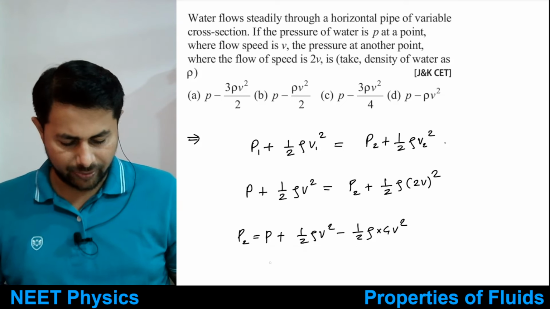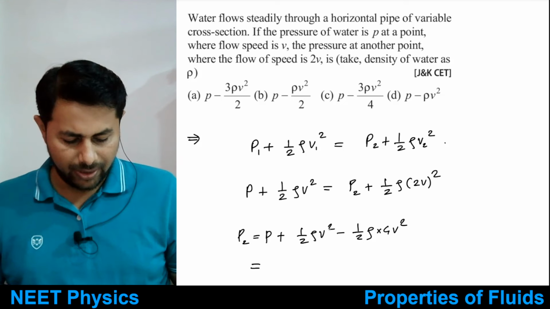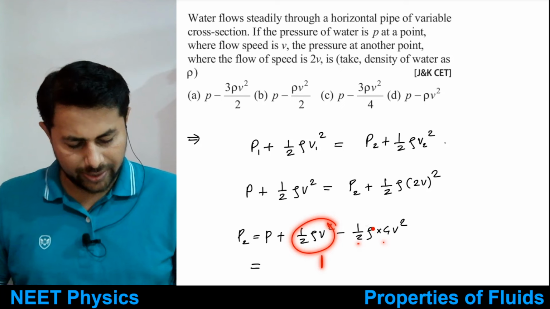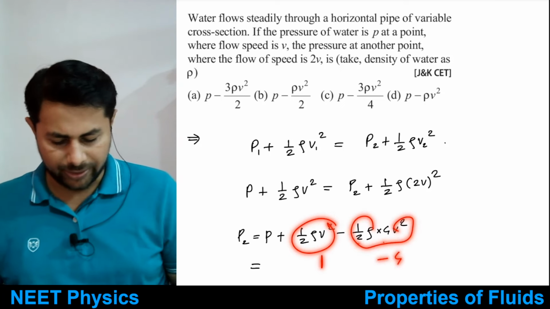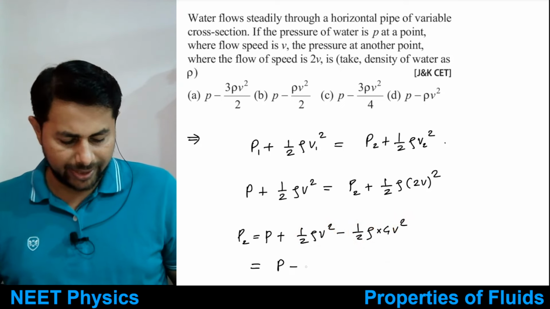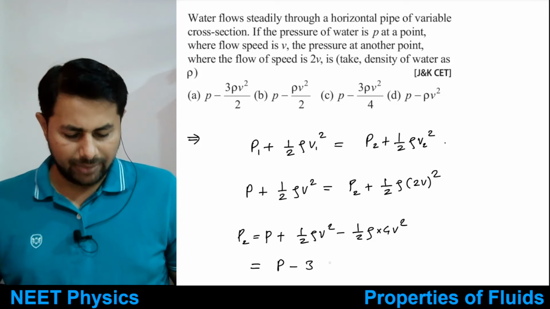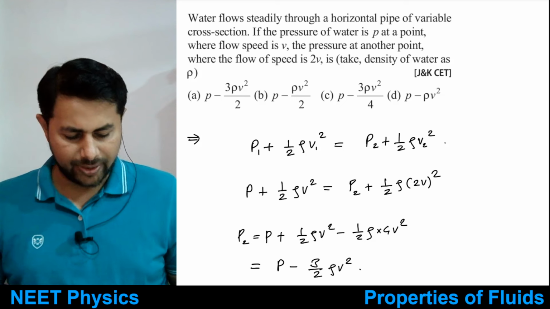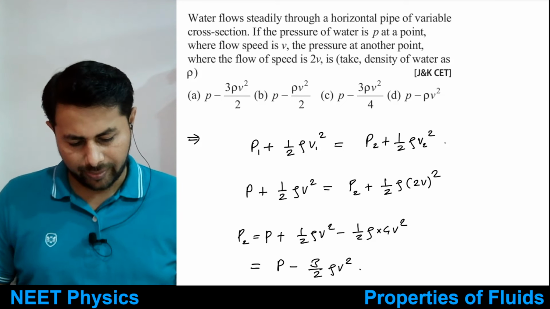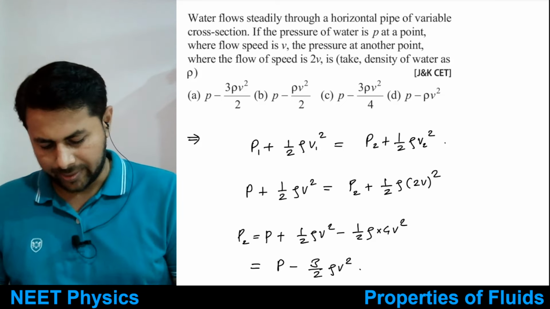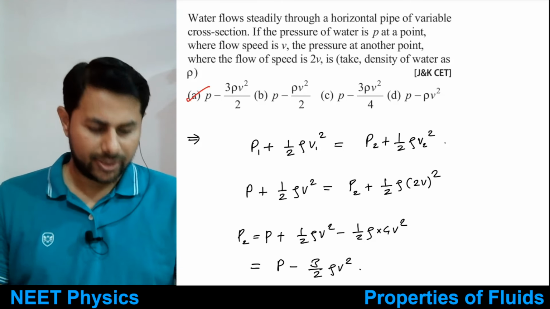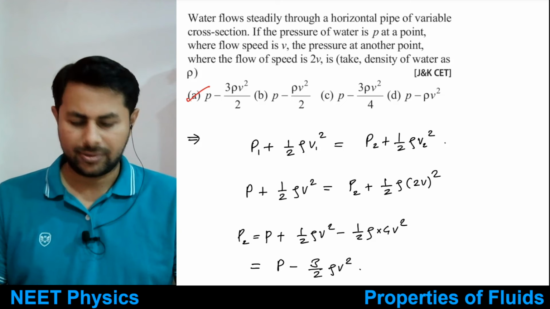From here you can take half rho V square common. From this term 1, from this term minus 4, 1 minus 4 is minus 3. So P minus 3 times half. So let's write 3 by 2 rho V square. So that's your answer. It is option A. Right, Vishalini already said it's option A. This is clear, everyone?